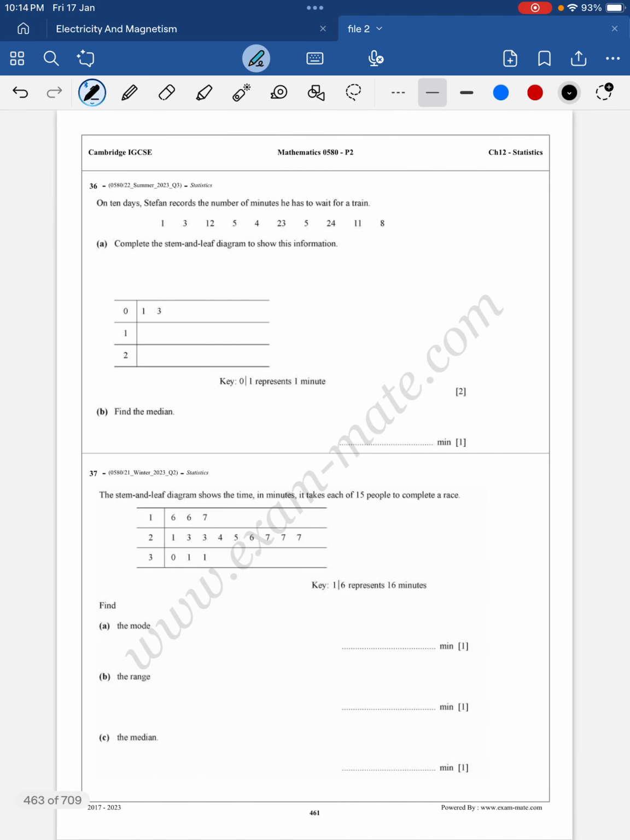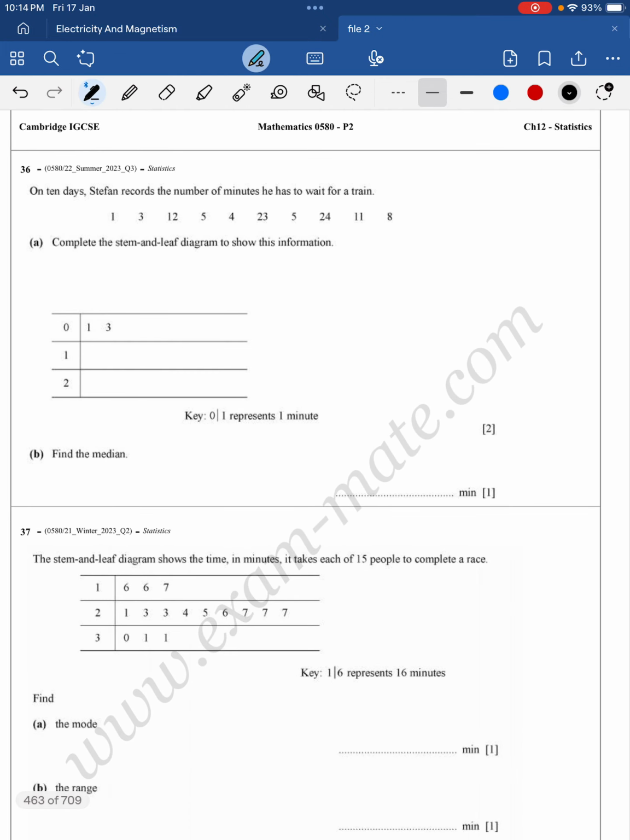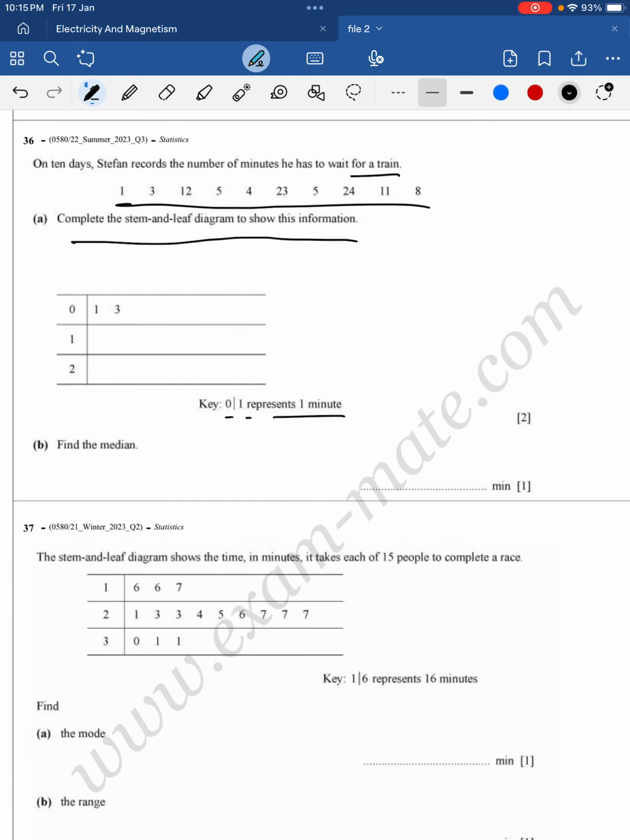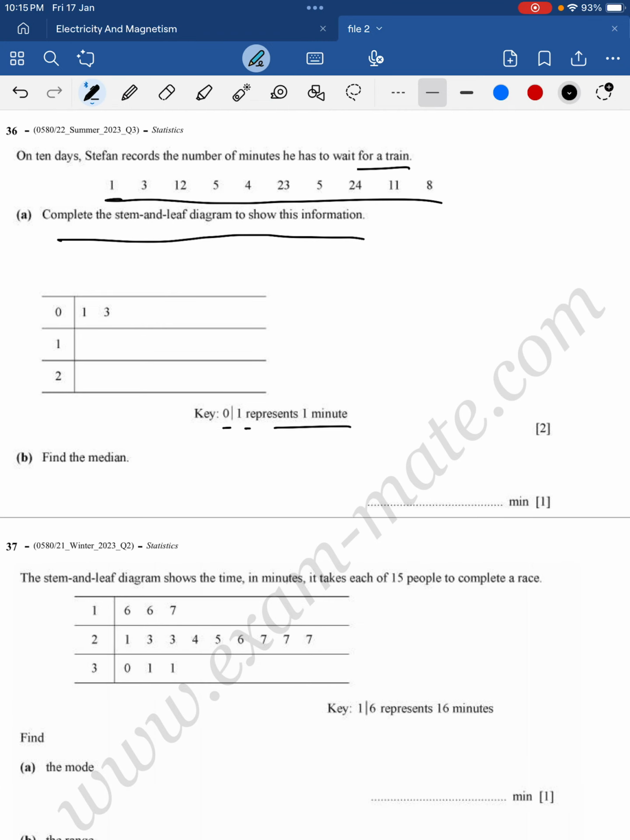Okay, going to question number 36. On 10 days Stephen records the number of minutes he has to wait for a train. We have been given this data. Complete the stem and leaf diagram to show this information, and the key is 1 represents 1 minute. The data in ascending order: after 1 we have 3, then 4, and then 5, and 5 is repeated. Let me write these. 1 is done, 3 is done.